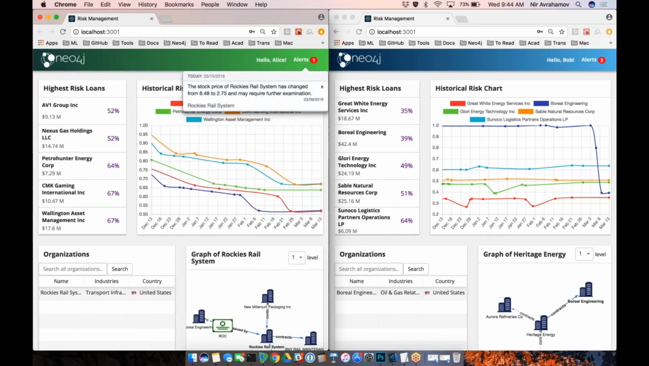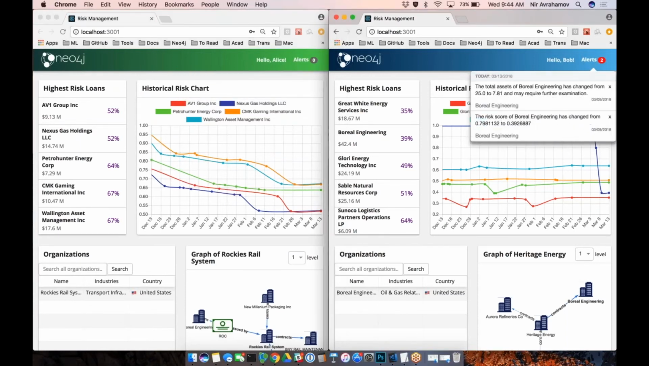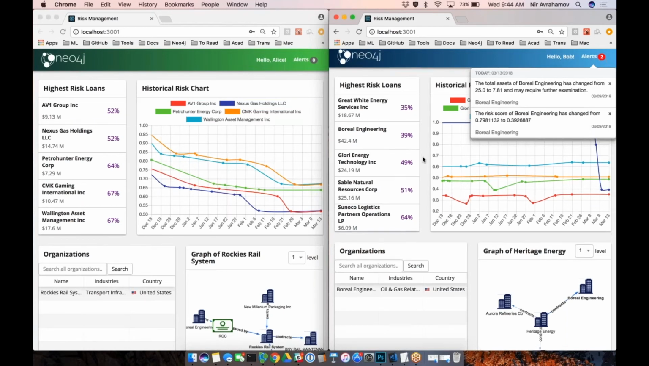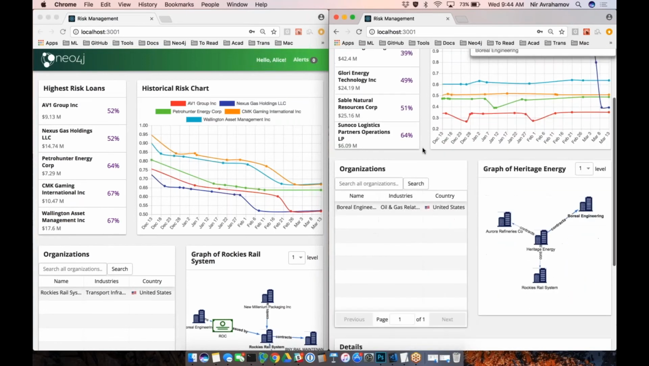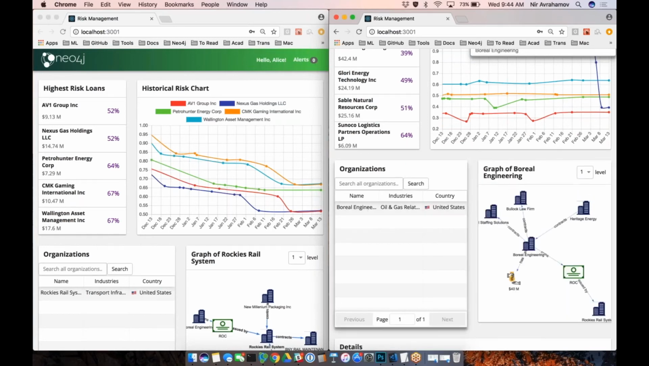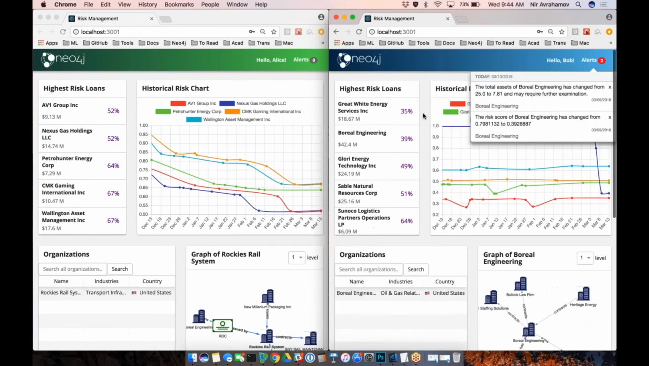And so once you see that change, now let's go to Bob and see what's happening there to the loans. So as you can see, the risk score for Boreal Engineering now has changed. We didn't do anything with Boreal Engineering. We just changed earnings per share for Rockies Rail, but the risk score of Boreal Engineering has gone from 79% to, what is it now, 39%. So that's a significant drop.